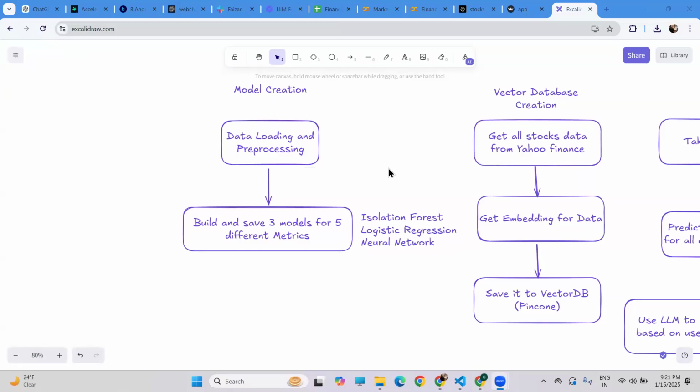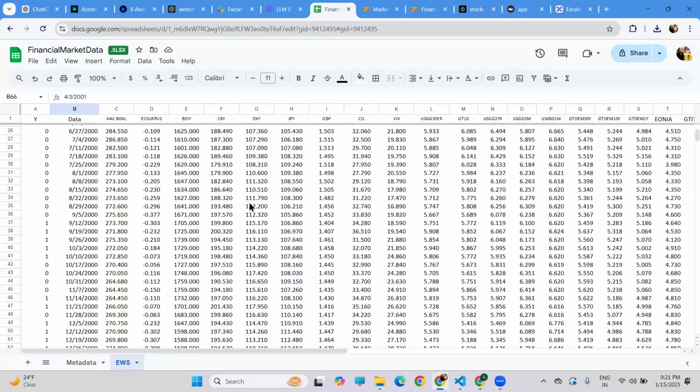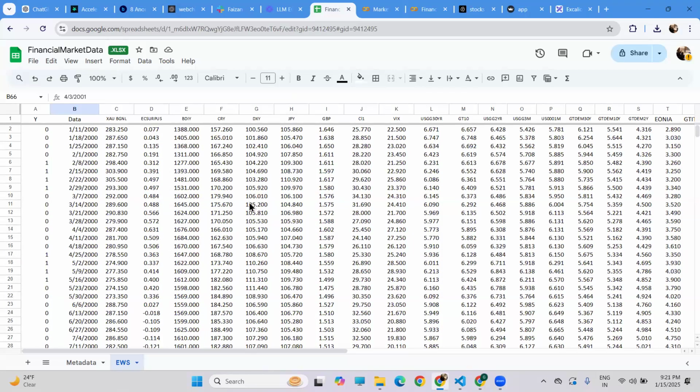Hello everyone. This is my demo for the project Market Anomaly Detection. Let's first look at the dataset. So this is my dataset. You will find the link for this dataset in my description.